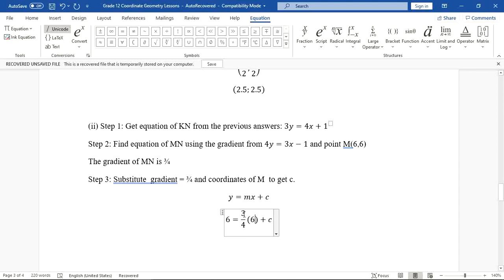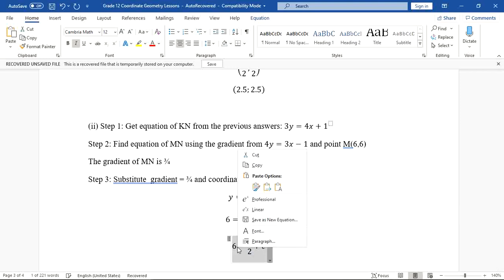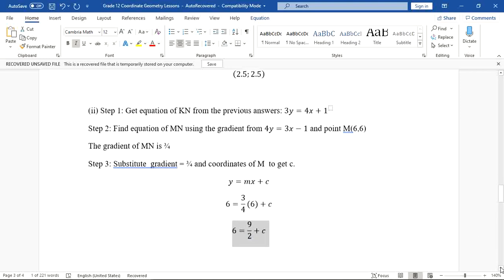Let me say that again. 3 times 6 is going to give us 18, and 18 divided by 4 is going to be 9 over 2. So we have 9 over 2 instead of that mixed fraction. We should take this 9 over 2 to the other side, because 6 and 9 over 2 are like terms. Let me copy this so that I take it to the other side.